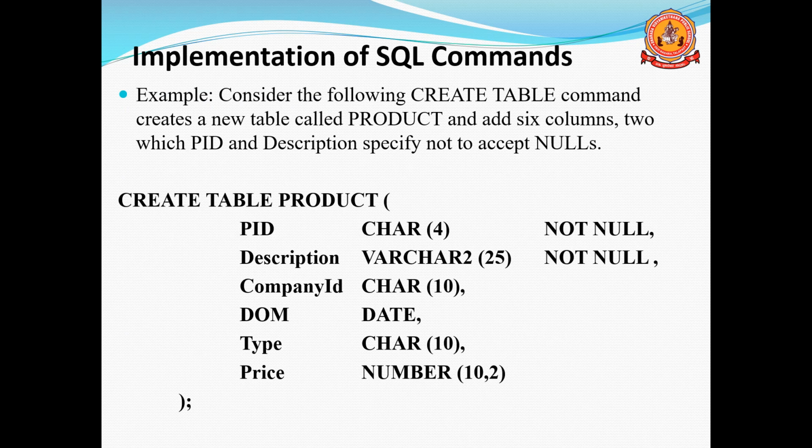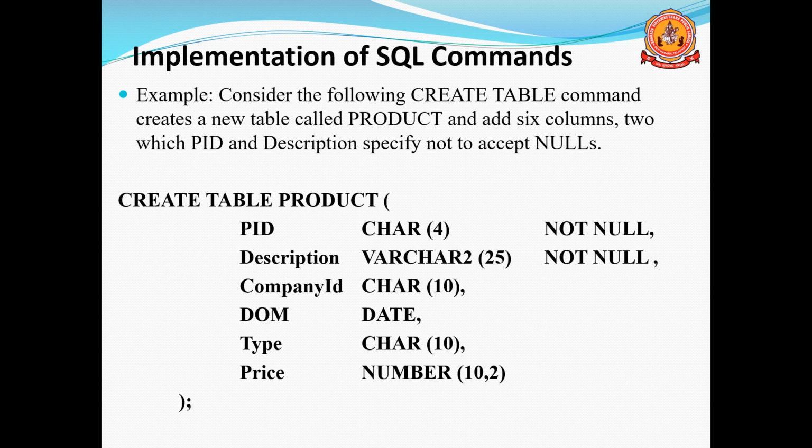And also you can see, along with the PID, not null. That is one constraint. It means PID should not be empty here. And next one is description. Description also should not be empty, so that's why it is given not null there as well. So this is about the not null.